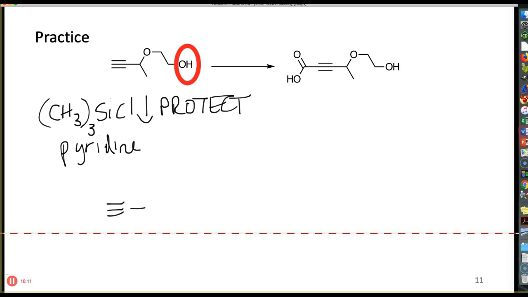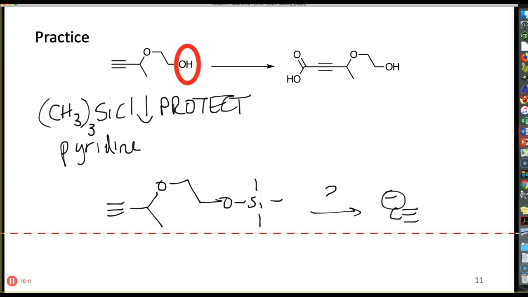So I get to my protected alcohol. Now I can deprotonate to get to my anion. I wonder what base I would use. Perhaps you will want to look that up in your pKa table. And I'm just going to put a little P there to say that's protected for now. And what do I add to get to that?